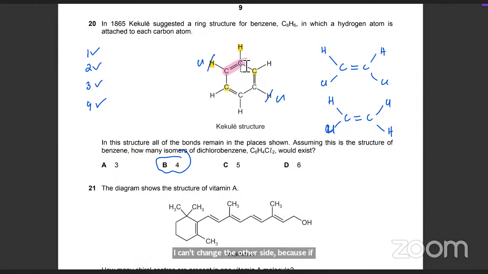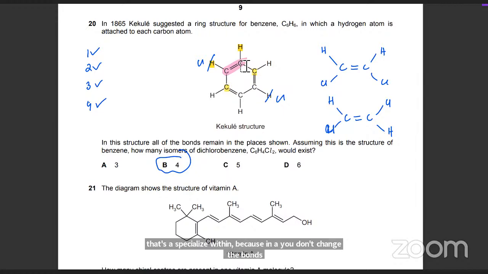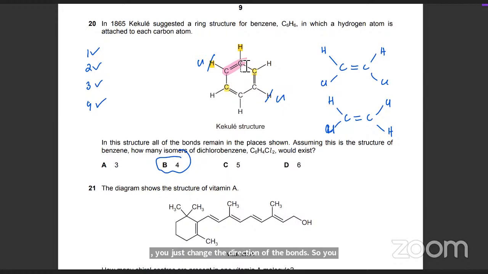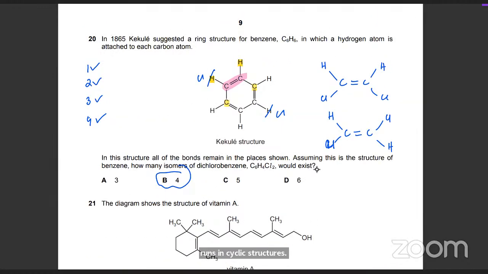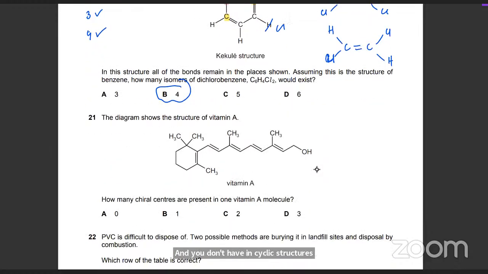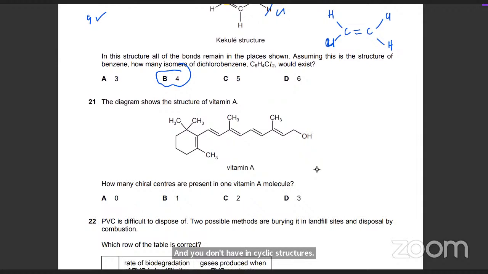So that's a structural isomer then, because in a stereoisomer you don't change the bonds. You just change the direction of the bonds, not the bonds themselves. Which is why you don't have stereoisomers, at least cis-trans, in cyclic structures. I think the reason people might have gotten this question wrong is that they started thinking about cis-trans, and you don't have cis-trans in cyclic structures. Now this one has cis-trans, but he's actually talking about chiral centers.